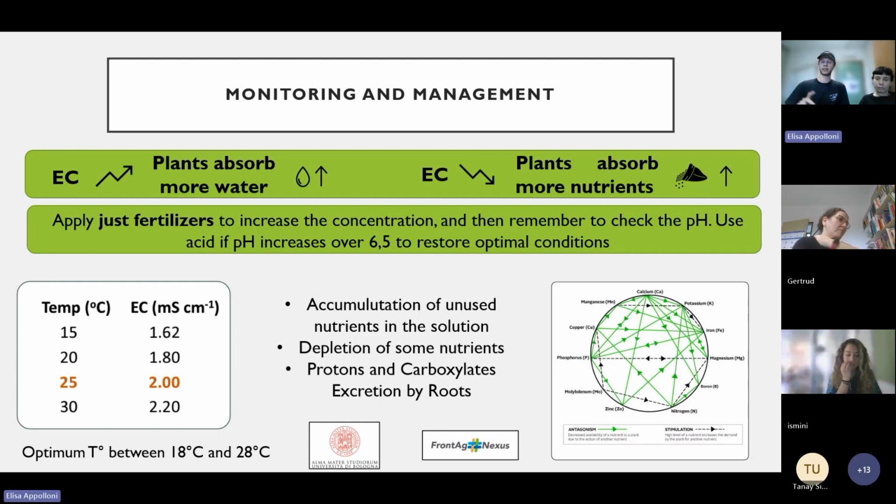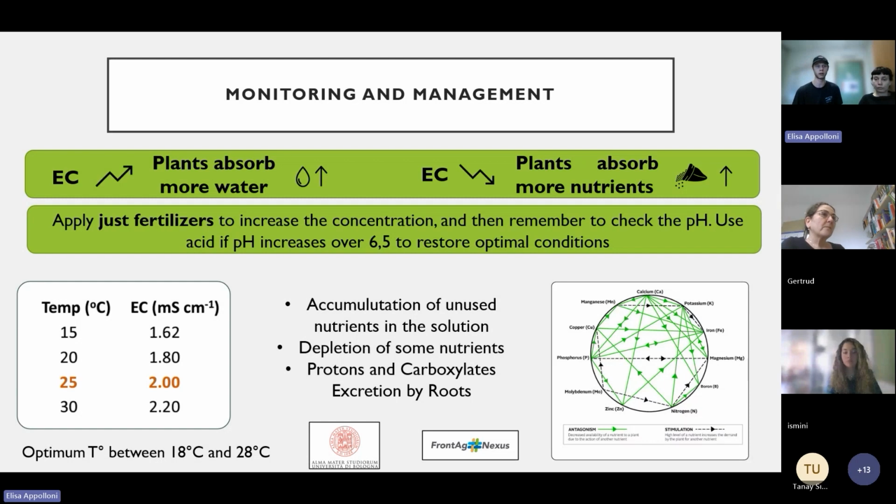Remember also that if you apply fertilizers to your nutrient solution, after you do that, you always have to check the pH because, as we said before, the nutrients will change the pH of our nutrient solution. And so we need to restore the optimal pH conditions.